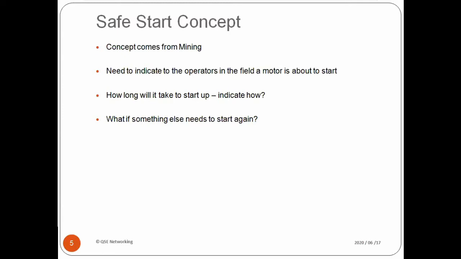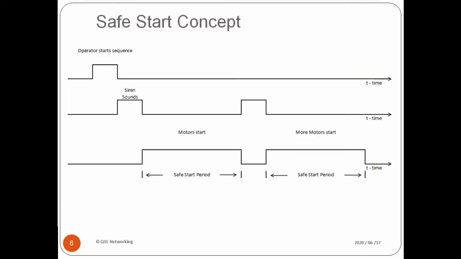But how long does it take to start up? Well, that's the issue. Some plants, you might have a lot of motors, a lot of groups, and so you want to put the siren on, and you have a certain time delay, which they call a safe start period. Say it's a minute, and motors start to start, and then that minute has elapsed, and something else has to start because the sequence is continuing. So what they need to do then is to put the siren on again to re-warn people that something is going to start, and then the safe start period starts again. So it looks like this.